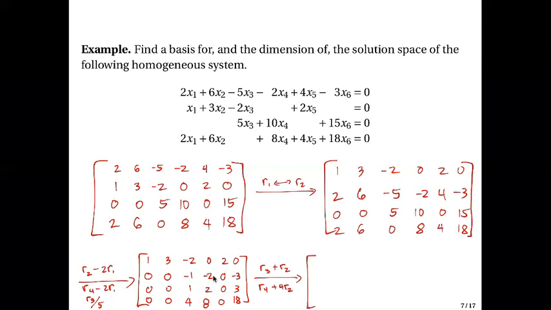Okay, so for row 1, we have 1, 3, -2, 0, 2, 0. For row 2, we have 0, 0, -1, -2, 0, -3. For row 3, it's entirely zeros. And then for row 4, you have 0, 0 on the first two entries. And then 4 plus 4 times -1, that becomes 0. 8 plus 4 times -2, that's again 0. Then of course 0 plus 0. And then in here, 18 plus 4 times -3, so 18 minus 12, that's 6.